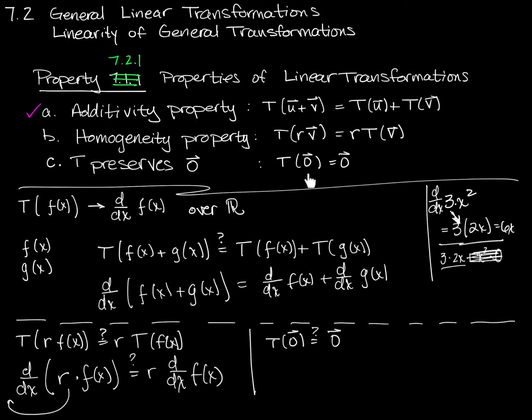But what if what I plug in is the 0 vector in functions? In functions, what is the 0 vector? The answer is that it's 0. It's the real number 0. So I'd be taking the real number 0 and taking its derivative. And when I take the derivative of 0, I get 0. So this one holds true. And down here, I demonstrated that this one holds true.